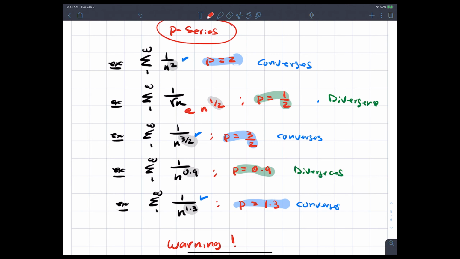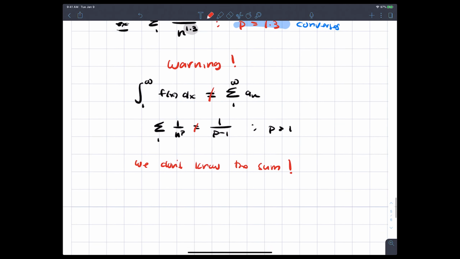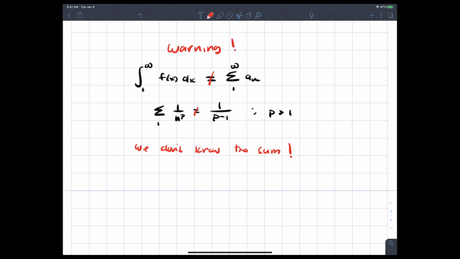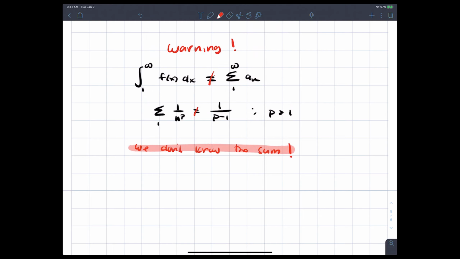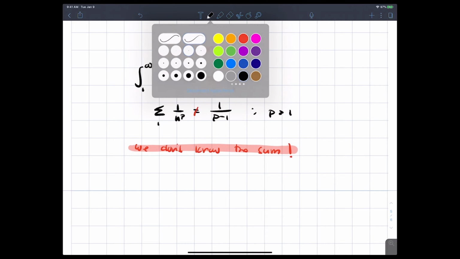But that's the general warning: don't think that because you have this test, it's equal to the same value. It's not. One's area and the other was adding finite values. They're different. So you can have a convergent P series. That doesn't mean the sum is 1 over p minus 1. And we don't know the sum. And that's actually the point I really want to make. And I'm going to put that in red. Okay? We don't know these sums, but that's okay. We're just finding convergence and divergence.